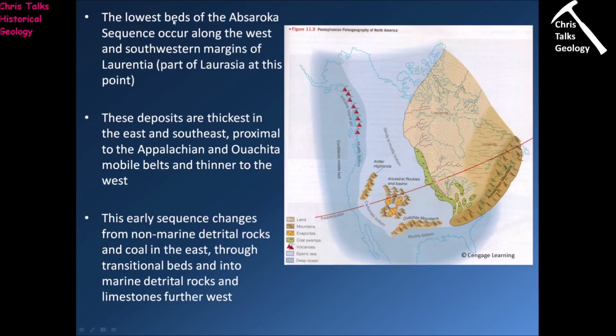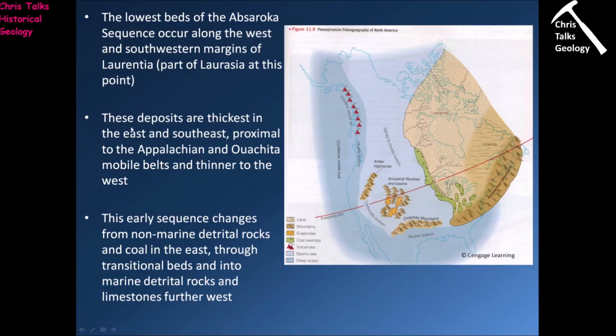So the lowest beds of the Absaroka sequence occur along the west and southwestern margins of Laurentia. So we see the Absaroka sequence located in the west and the south and west of Laurentia. Now this means that the east and the north and the northeast of Laurentia were probably above sea level, and therefore they could be actively eroded, producing large quantities of clastic sediments.